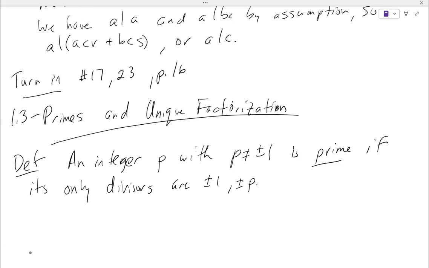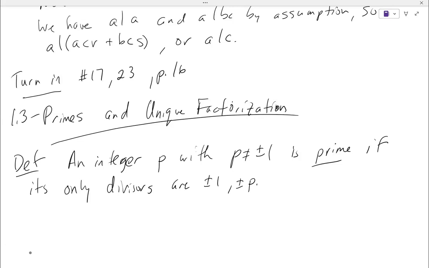There's a technical reason why your book throws out 0, but according to this definition, if I say the only divisors are plus or minus 1 or plus or minus P, I can divide anything I want into 0, right? So it's going to have more of the divisors than just itself. So I don't really need to throw 0 into this definition. However, there is a reason why your book puts 0 in this definition, because there's an alternative way to define prime more abstractly. And when you define it more abstractly, 0 becomes prime.